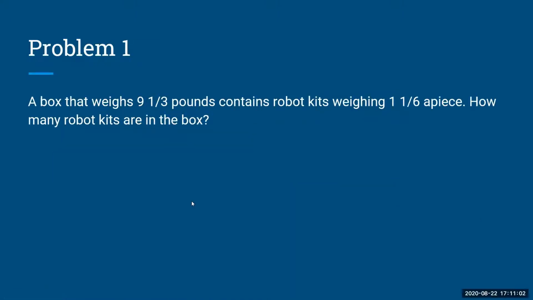All right, let's try problem 1. A box that weighs 9 1/3 pounds contains robot kits weighing 1 1/6 pounds apiece. How many robot kits are in the box? So I'll do this for the first few questions. What operation do you guys think you'd be doing?